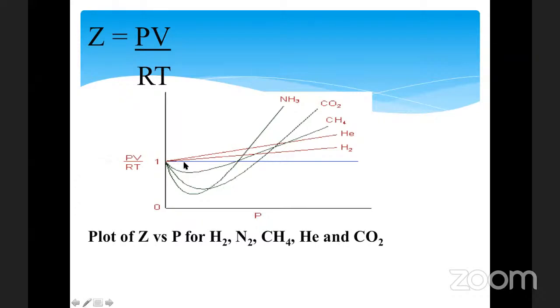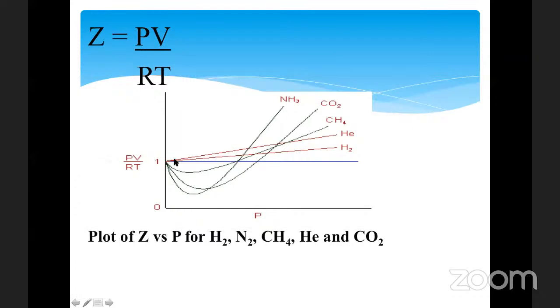that for an ideal gas, we have a straight horizontal line, showing that there is no compression of the gas. The compressibility factor is equal to 1, which is normal.